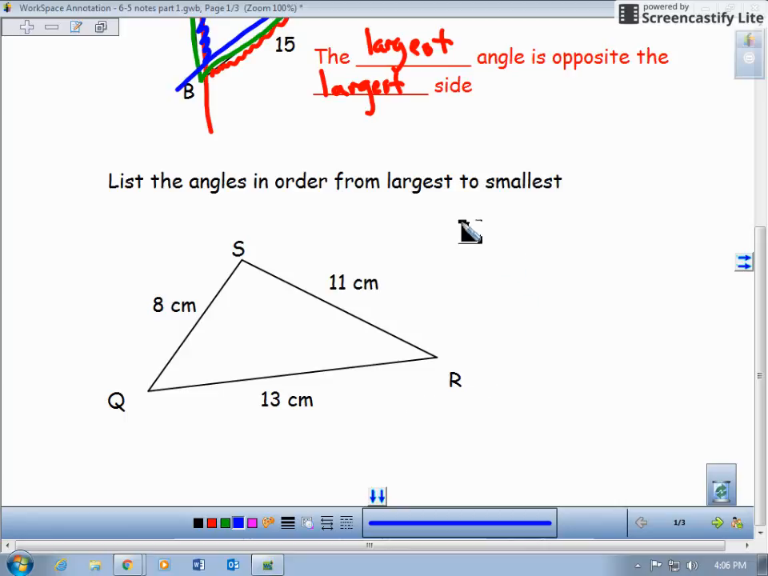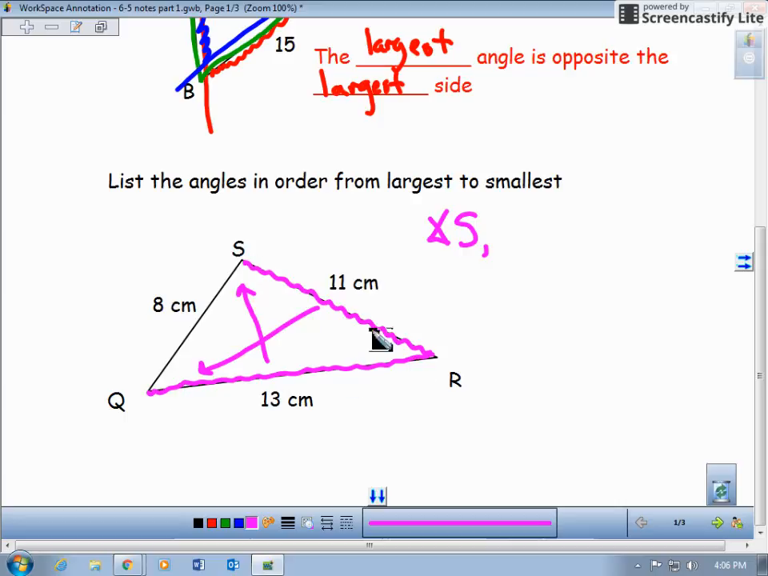As we take a look at this, what would be my largest angle? Well, I think in this case, because 13 is my largest side, then it's angle S that has to open up the largest. And so angle S would be my largest angle. Now my next largest side would be 11, and 11 is opposite angle Q. So angle Q has to open up and eat the side that is 11.